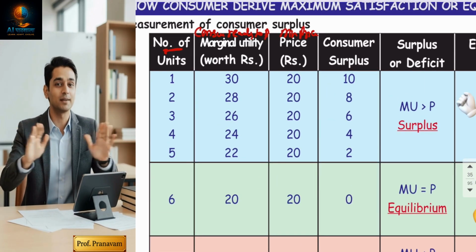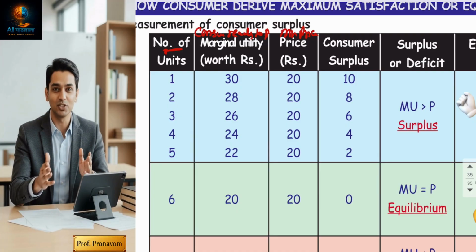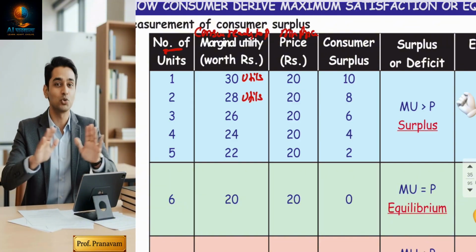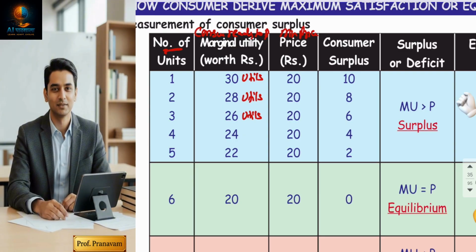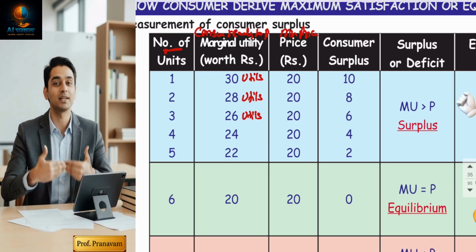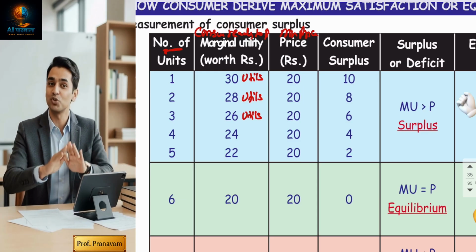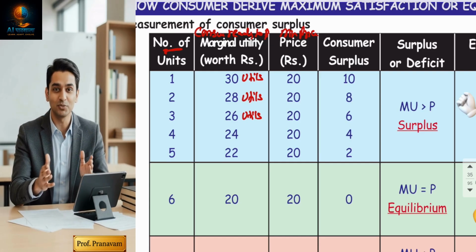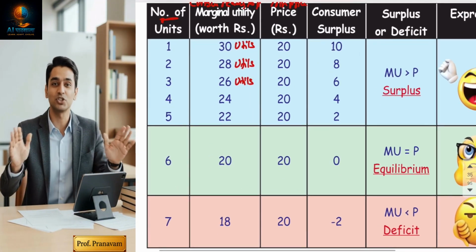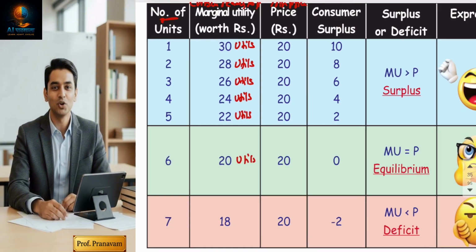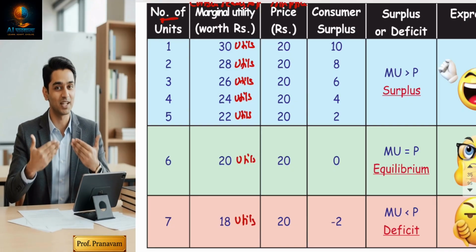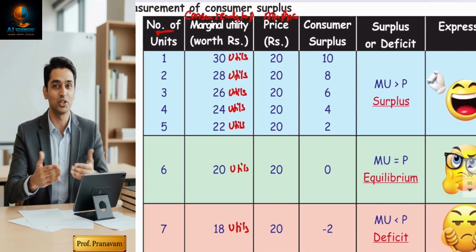Let's take an example of pizza. The moment I consume the first slice of pizza, I'll be getting 30 utils of satisfaction. Second slice of pizza, 28 utils. Third slice, 26 utils. The more slices of pizza I consume, my MU is falling. It's the law of diminishing marginal utility, and it will fall till MU becomes zero, because when MU becomes zero, that means the consumer is totally satisfied. Am I correct? Yes. So continuously my MU is falling. 4th unit 24 utils, 5th unit 22 utils, 6th unit 20 utils, 7th unit 18 utils of satisfaction I'll be getting, and so on. But I have stopped at 7 units.